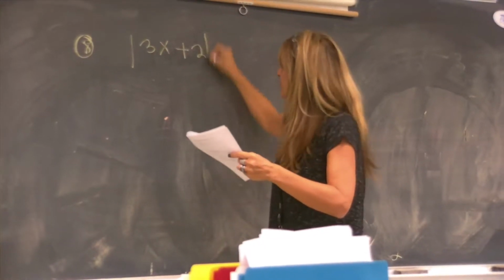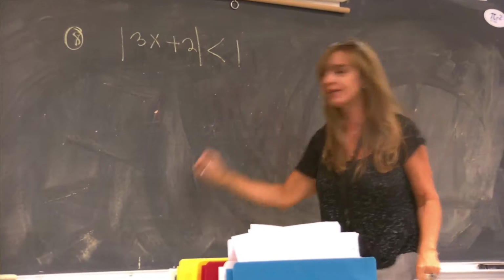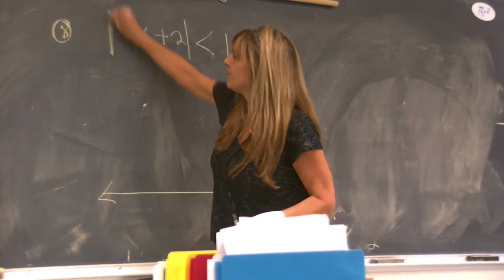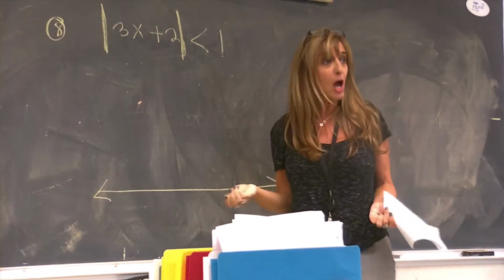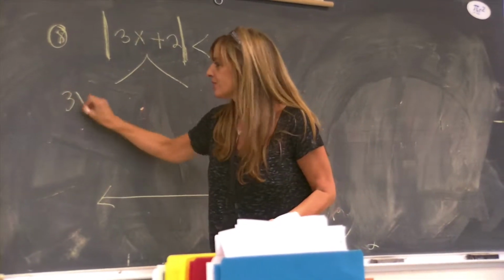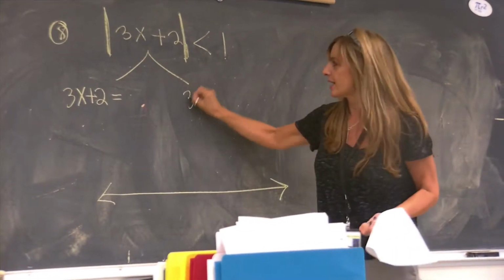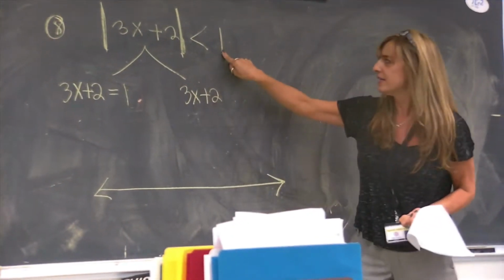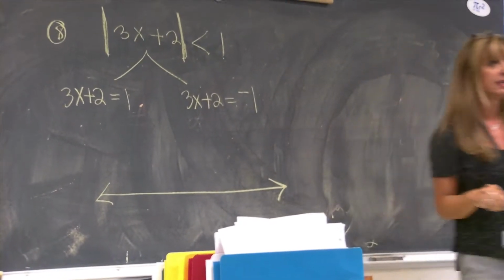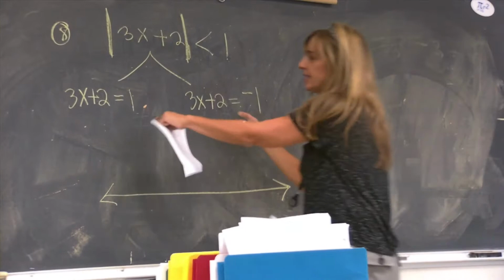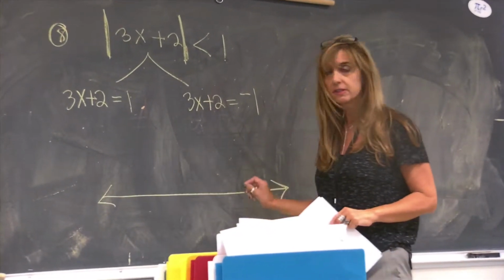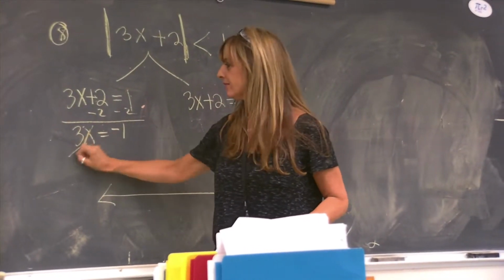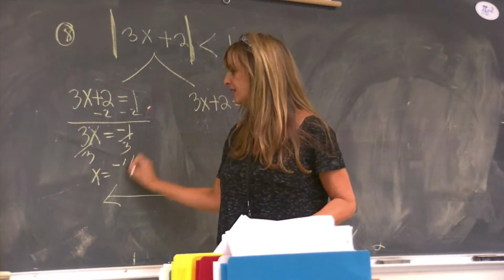The absolute value of 3x plus 2 is less than 1. Inequality. Draw a number line. Absolute value. Isolate it. Already done. I see 3x plus 2. Set it equal to the other side, 1, and the negated other side, negative 1. And it's not really an equal problem, but we're going to pretend it is, just to find the two critical values. So I subtract 2. I get negative 1, divide by 3, and I have negative a third.